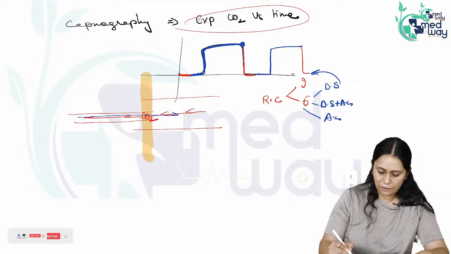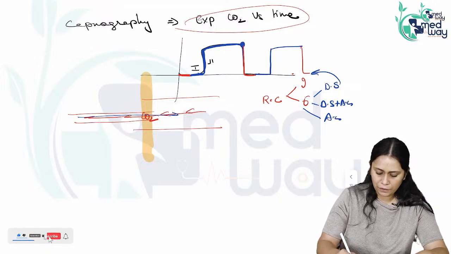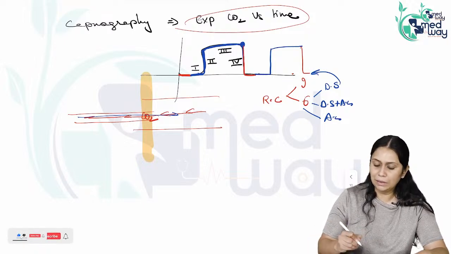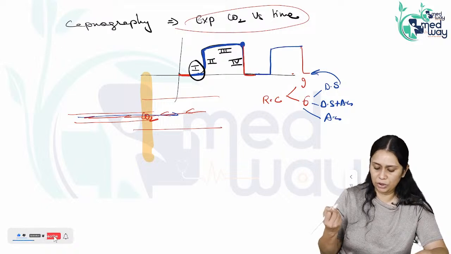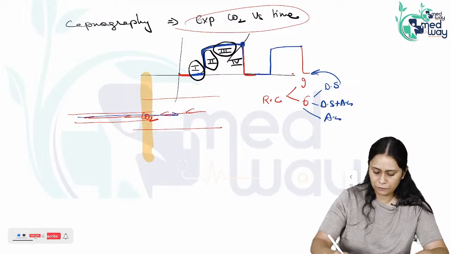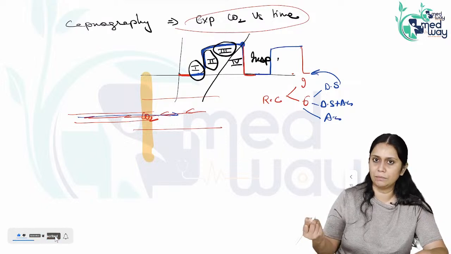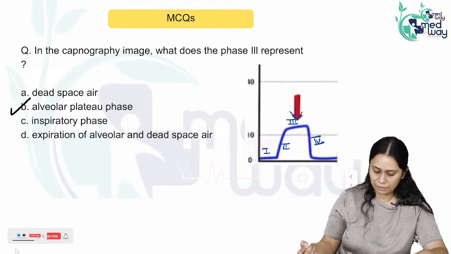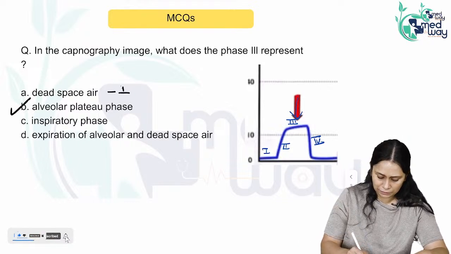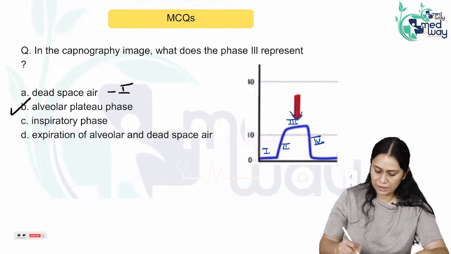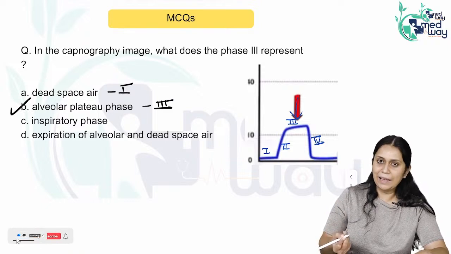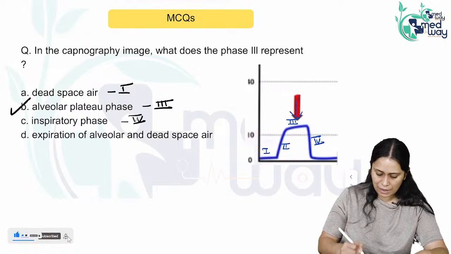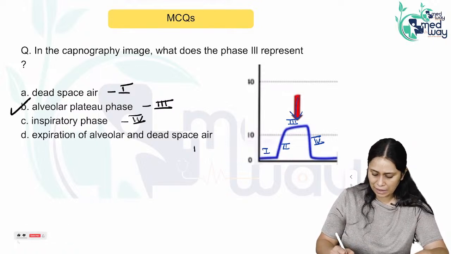Remember, this graph has been given 4 phases, phase 1, phase 2, phase 3 and phase 4. Phase 1 represents the dead space ventilation. Phase 2, dead space plus alveolar. Phase 3, only alveolar. And phase 4 is inspiration. So here they have marked phase 3, which is the alveolar plateau phase. Remember, dead space is phase 1. The alveolar plateau phase is phase 3. The inspiratory is phase 4. And expiration of alveolar plus dead space air is phase 2.